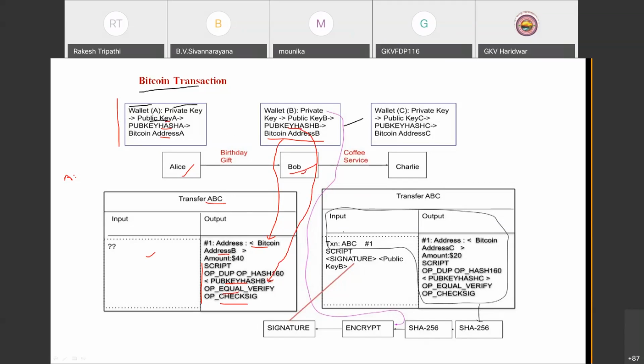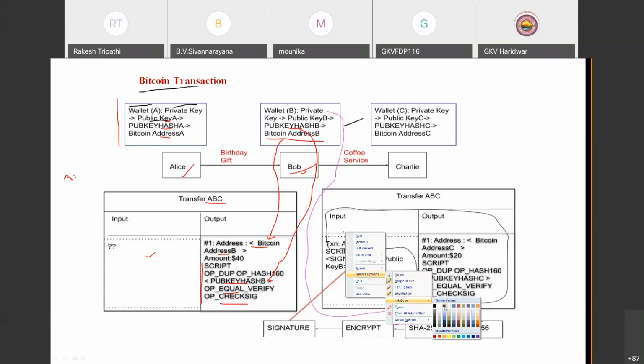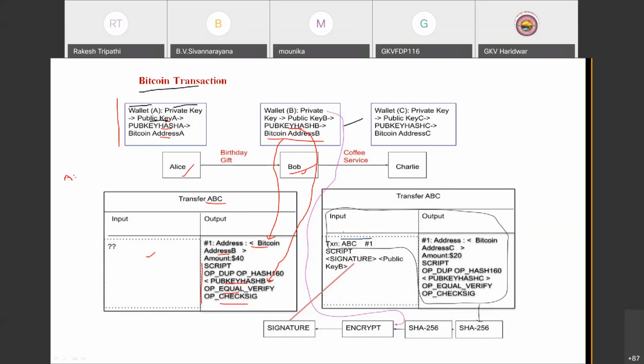Now Bob is the beneficiary of this because he has this Bitcoin address. If Bob wants to spend this, in the input he has to make a reference to the previous transaction ABC. So ABC is making this transaction. In this transaction, I want to spend the money which I got in output 1. I got output 1 and he is giving the response.